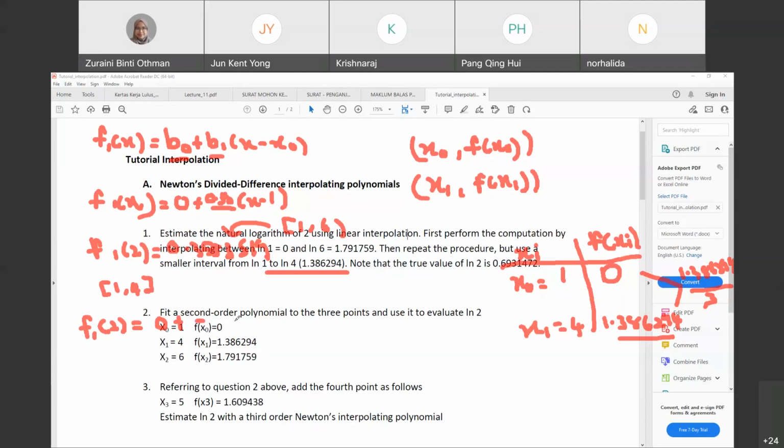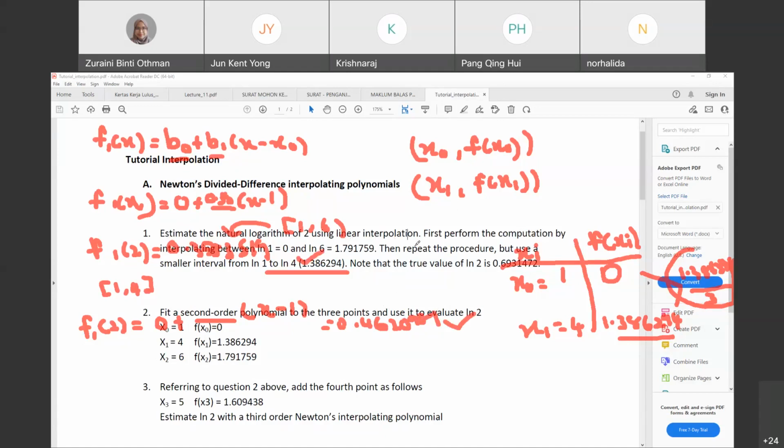Akan dapat B1 dekat sini dengan nilai ni. Okey, kat sini ialah X tolak 1 juga, betul? Okey, so kat situ nilai akhir dia nanti dapat dalam berapa? 0.462, 0.4620981, right? Okay, now. Kalau dapat yang ni dengan yang ni, okay, estimate the natural logarithm of 2 using linear interpolation.